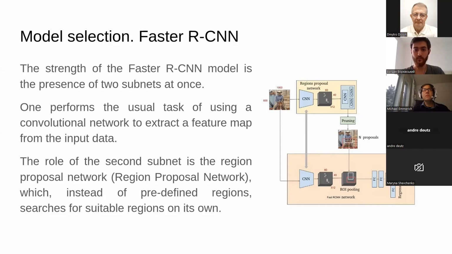And the advantage of RCNN models is presence of a second subnet, the so-called region proposal network, which, in addition to the regular convolutional network that is responsible for extracting the feature map from the image, looks for some interesting regions in the image, and then, combining them with the feature map, extracts objects from the image.